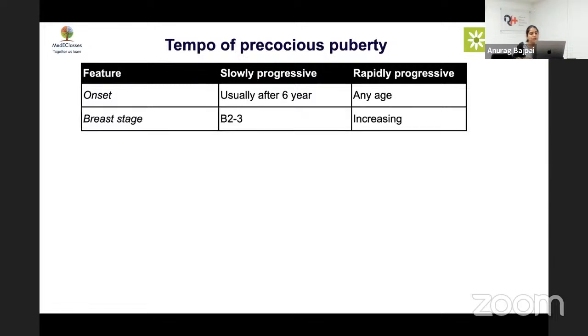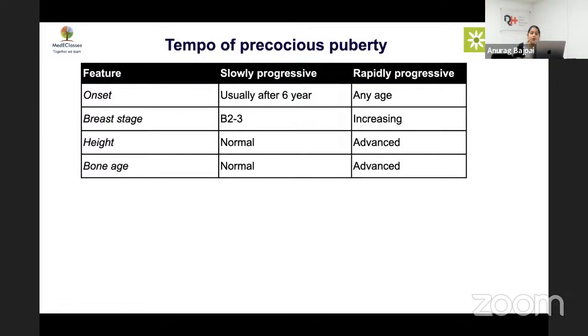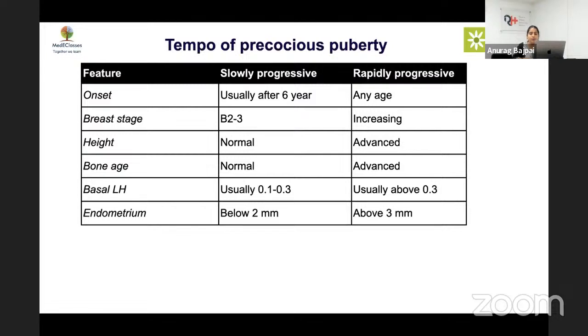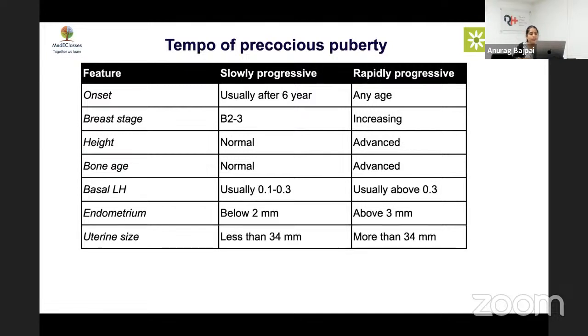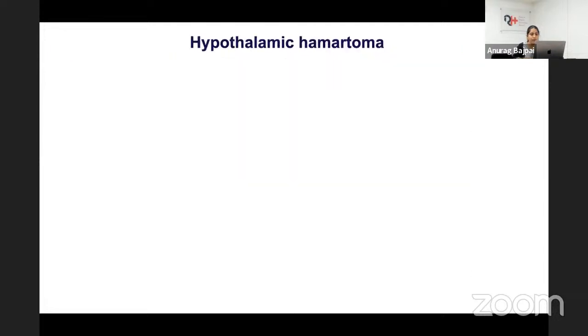And if the patient presents with the rapid progression of the breast stage from 2 to 3 to 4, and there is advanced height, the bone age is advanced, the basal LH is above 0.3, endometrium thickness is above 3 mm, uterine size is more than 34 mm, and the uterine volume is more than 2 mm, then these are the pointers for the rapidly progressive puberty, and we should evaluate these cases very carefully.